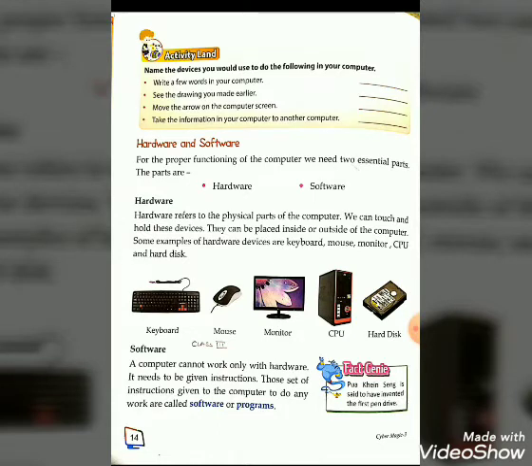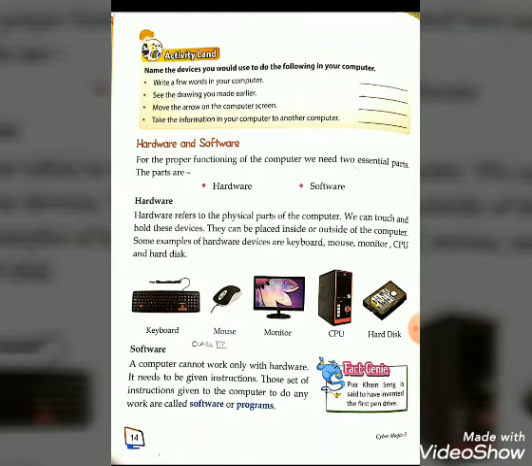Here you know that hardware refers to the physical part of the computer. We can touch and hold these devices, and they can be placed inside or outside of the computer. Some examples are keyboard, mouse, monitor, CPU and hard disk. Here you can see that pictures are shown on your screen on page number 14.